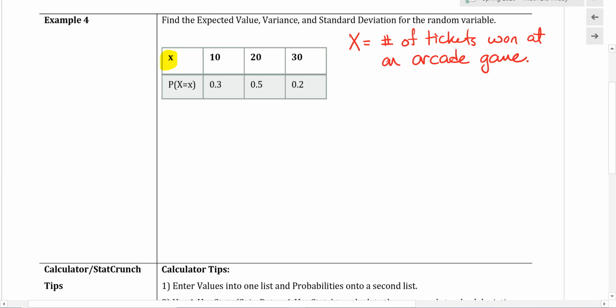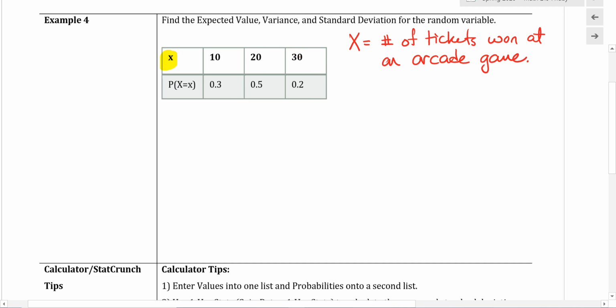Okay. So when you play the game, you could win 10 tickets. There's a 30% chance that's going to happen. You could win 20 tickets. There's a 50% chance that's going to happen. Or you could win 30 tickets. There's a 20% chance that's going to happen. For this particular game, those are the only outcomes possible. I know they're the only outcomes possible because in a probability distribution function, you have to list every possible outcome.